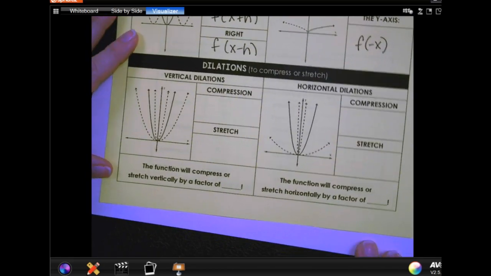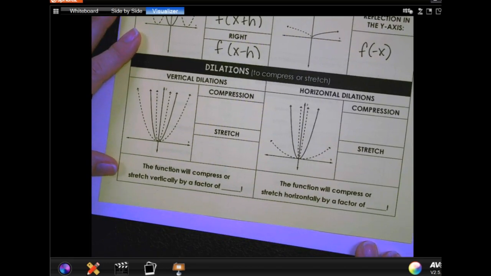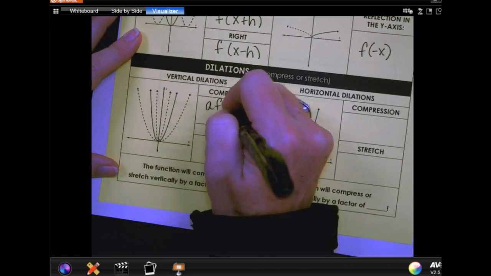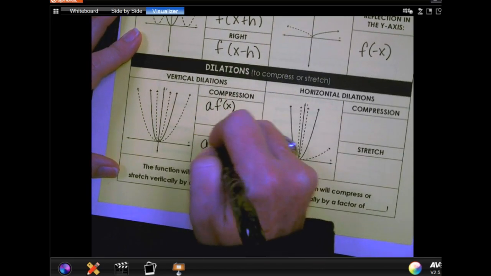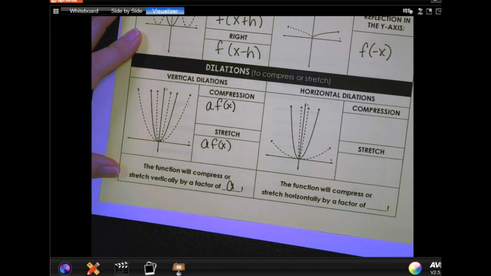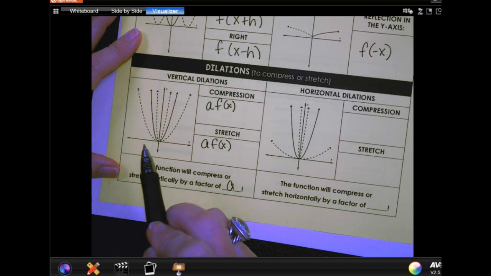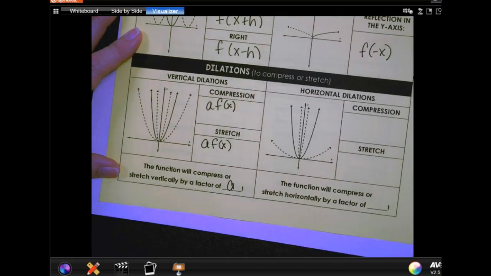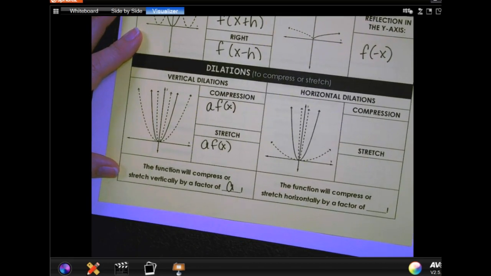Okay. Then we're going to have a vertical stretch and compression. A vertical stretch and compression is going to be A times the function. And it's always going to be by a factor of A. And the A is on the outside of the function, just like the minus and the up and down. So the compression, the A, goes on the outside.